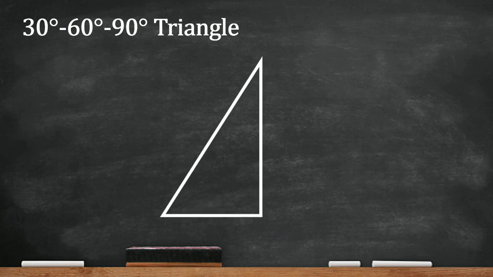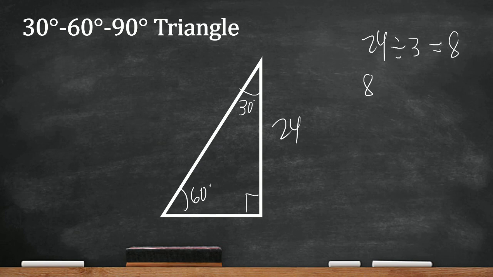Okay, another example. So this is 60 degrees, and this is 30 degrees, and of course 90 degrees. Assuming this is 24, just divide 24 by 3, same process, to give you 8. Then copy 8 and multiply it by square root of 3. 8 square root of 3 is the measurement of the shortest side.